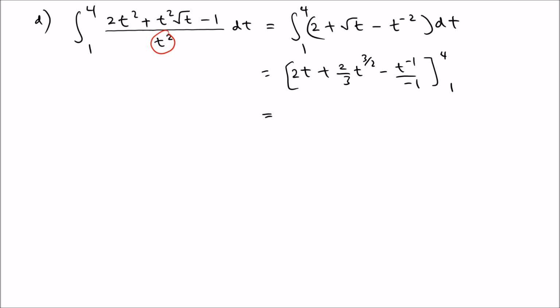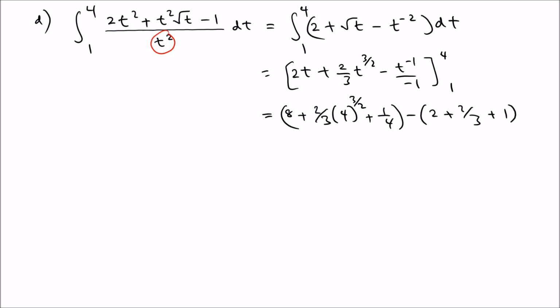So let's evaluate at 4 first. What do you get? If you evaluate at 4, you're going to get 8 plus 2/3 times 4 to the 3/2. That's easy to simplify. And then negative, if you evaluate for negative and positive, so it's 1/4. That's what you get when you evaluate at 4. If you evaluate at 1, this will be 2 plus 2/3 plus 1. So that's what you get.